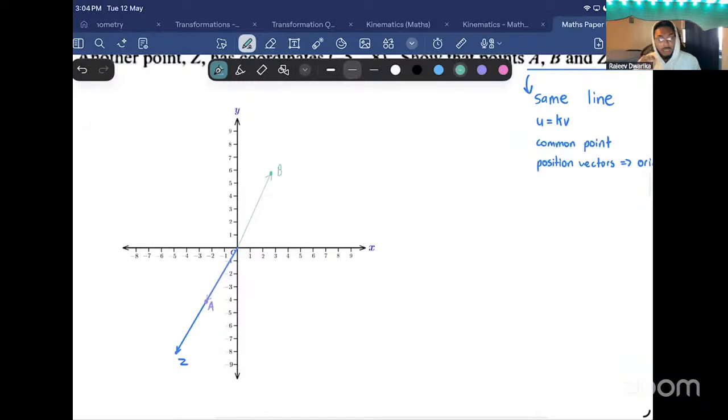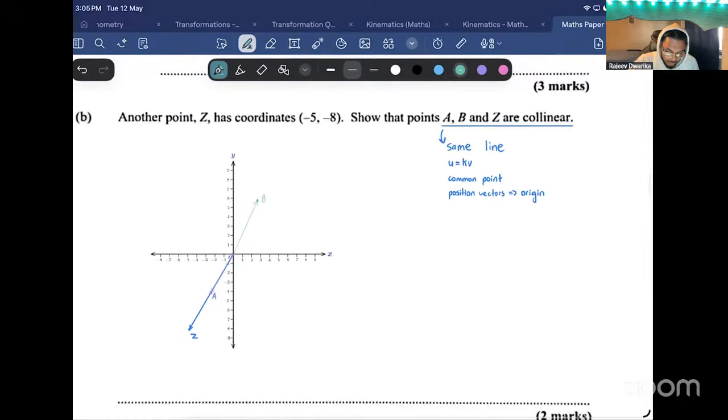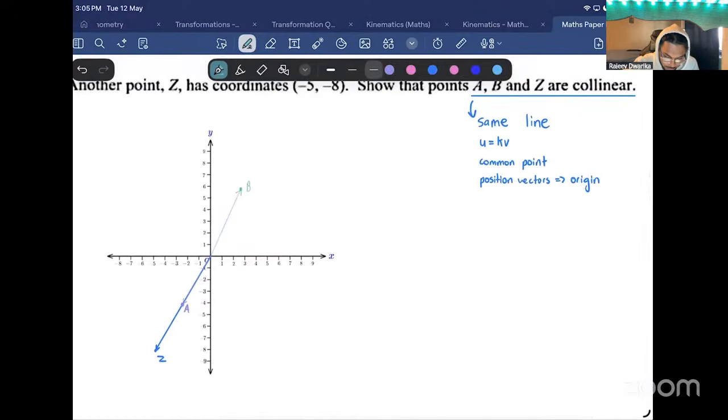Okay, so here is what we could do. To prove that these vectors are collinear, I need to be able to express them as scalar multiples of each other. That's what I need to do. So let me write that down quickly. Vector OA is -3, -4. Vector OZ is -5.